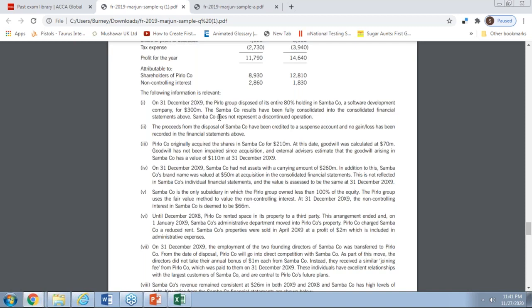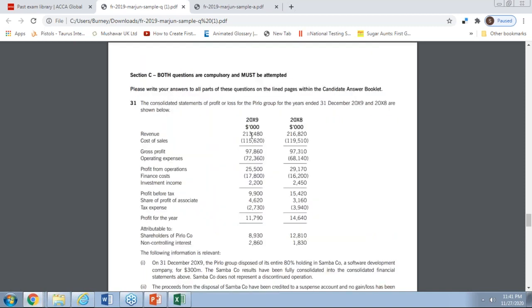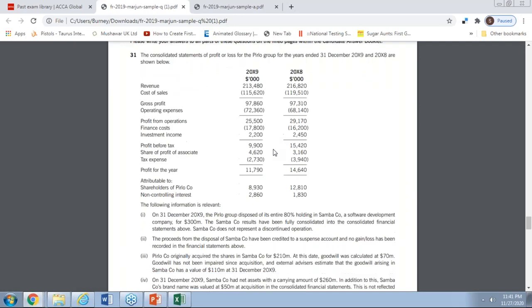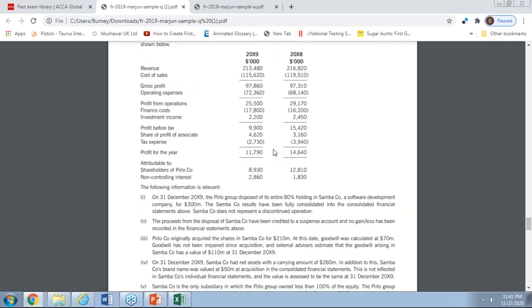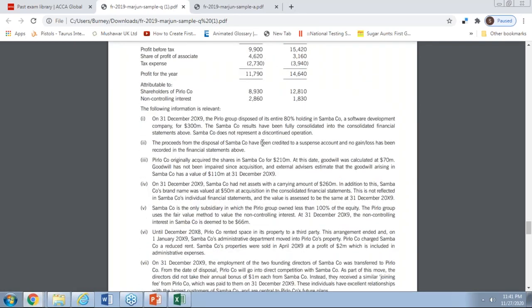So, if Simba was disposed of during the year or at the start of the year, then you could say that these two years are not comparable. But it clearly says that Simba's results are completely included in this data. So these two are still comparable. Now, the proceeds from the disposal have been credited to the suspense account and no gains or losses have been recorded in the financial statements. So still no gains or losses have been recorded in the financial statements.